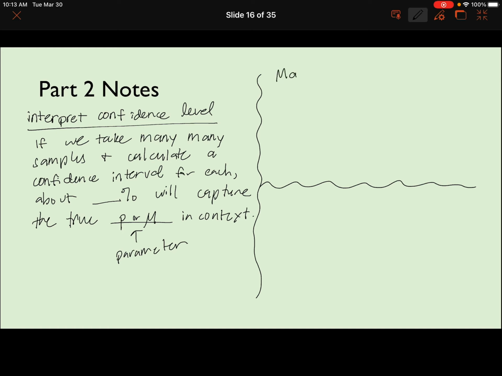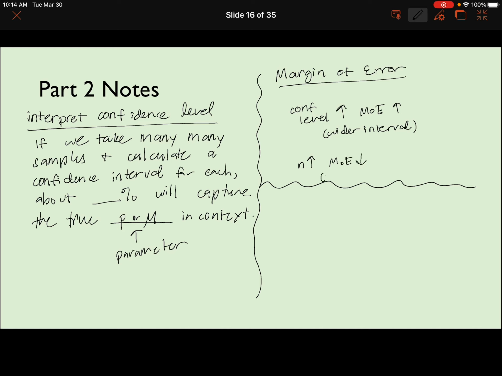When we're talking about margins of error, a couple things to add to our understanding. As your confidence level increases, your margin of error increases. That's going to be a wider interval. And then the other thing is as your sample size increases, your margin of error decreases. And that means it'll be a narrower interval. And that's what we saw near the end of the activity for this part.